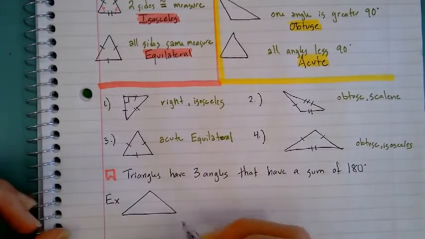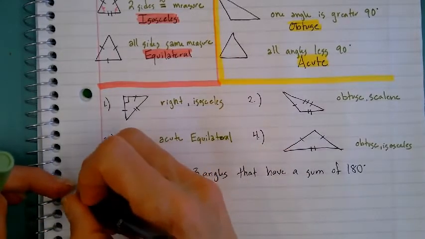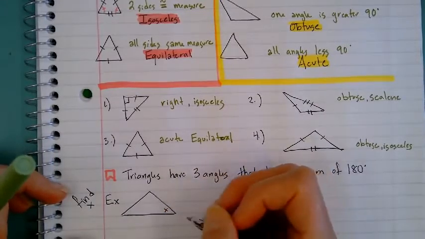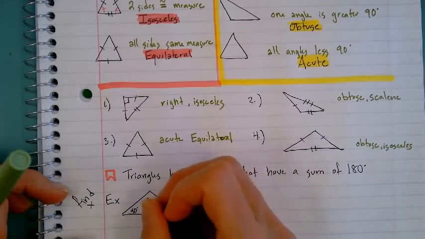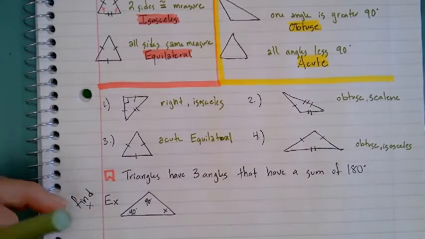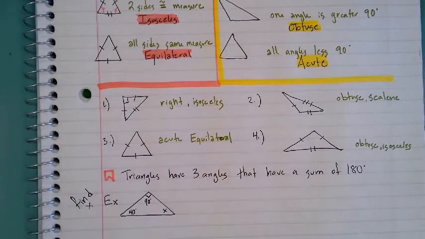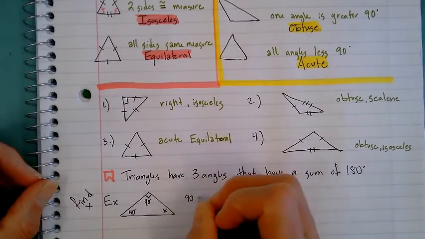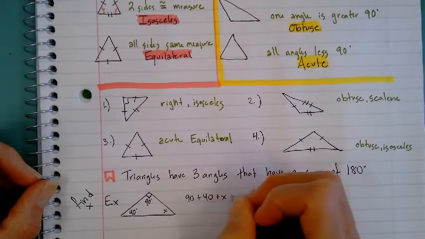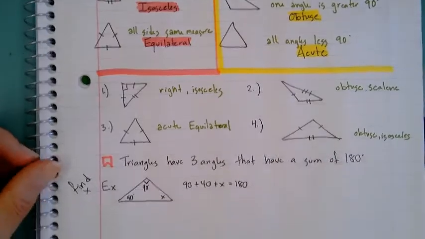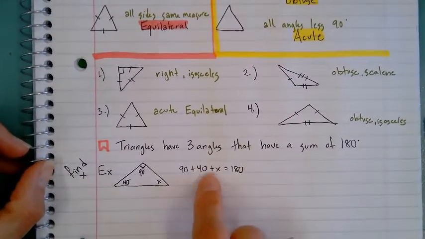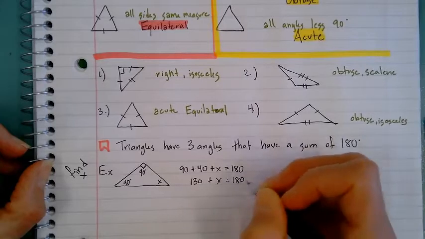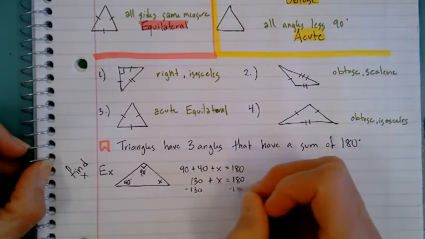So for our example, let's write over here, find x. I don't know what this degree is, but I do know this is a 40-degree angle here, and this is a 90-degree angle there. If I know that when I add up all of these, I get 180, why don't I do that? 90 plus 40 plus x equals 180. Just made myself a little equation. Now I'm going to add those two together. That's 130 plus x equals 180. And I need to subtract 130 to get x by itself.